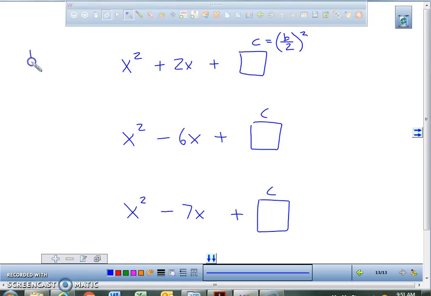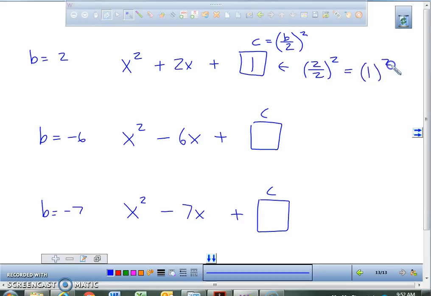So what's the b value for this problem right here? What's the b value? 2. What's the b value here? And the b value here? -7. So right now, I'd like you to take half of 2. That's 1 squared. And that would be your answer. So what we did is we took 2, we divided it by 2, and we squared it, which basically was just 1 squared.